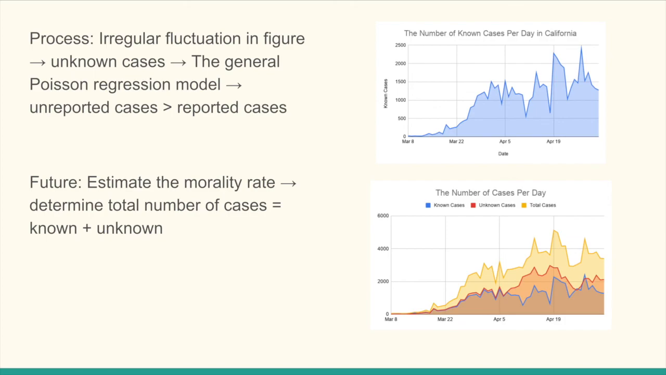For further research, I will change focus to estimate the actual number of cases by analyzing the mortality rate of COVID-19 through another model. After that, I can use this rate and the non-death cases of COVID-19 to determine the total number of cases and find the number of unreported cases. That's all.